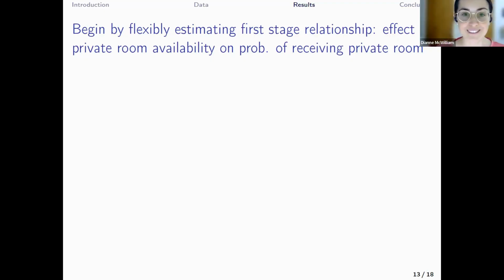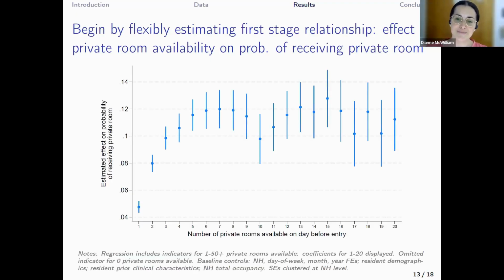And that's exactly what I see borne out in the data. So let me explain this graph to you. This is basically my first stage estimates. On the horizontal, I'm showing you for all 20 indicators of the number of private rooms that were available, so the instrument on the horizontal, and on the vertical, what is the estimated effect on the probability of getting a private room.